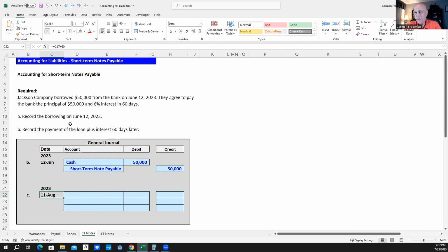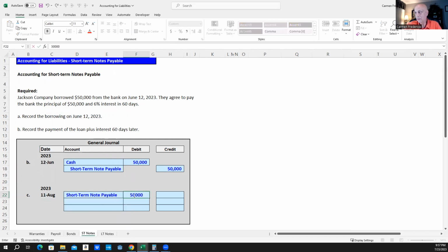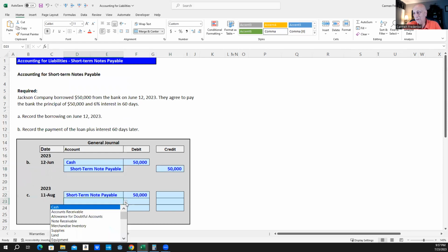So what happens on August 11th? We're going to pay back the loan to the bank. The short-term note payable comes off the books. So we have a short-term note payable coming off the books for $50,000. It goes on the books at $50,000, comes off the books at $50,000. We have the interest expense. We're going to calculate and pay the interest expense.